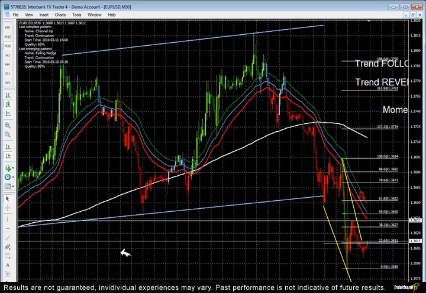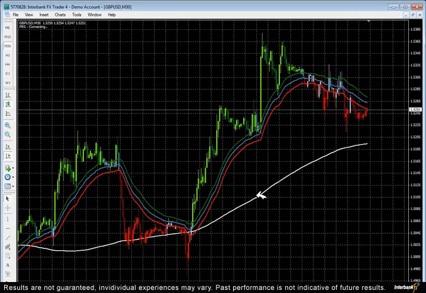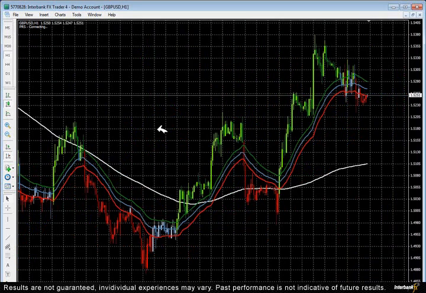Okay? Let's take a look and see if I can find some other market cycles here. I'd like to be able to show you guys a 12 to 2, to show you what I mean by that.